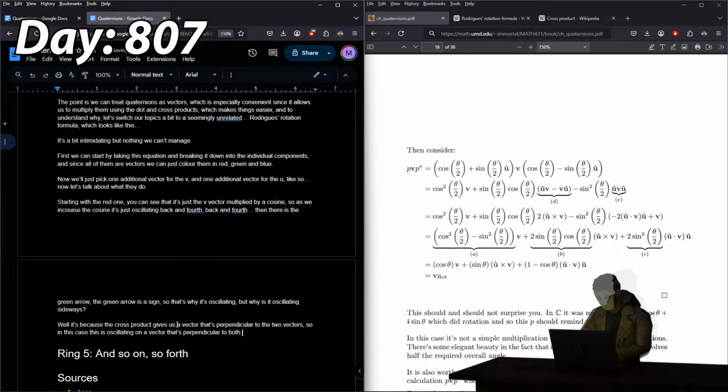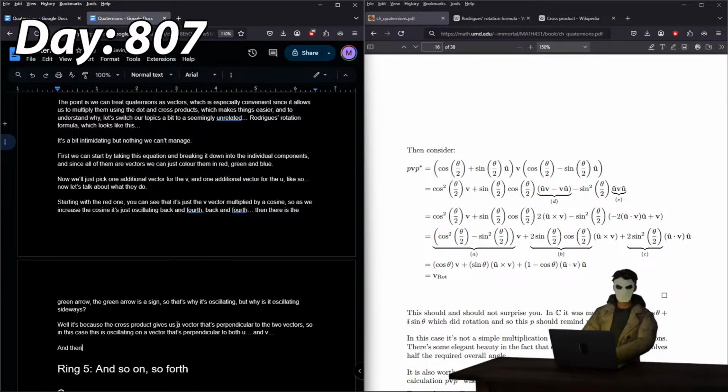Both U and V. And then the third one. Always make it beyond the grave. Afterlife sounds like a cool place to make it into and stuff. And then the third one, which is the biggest.